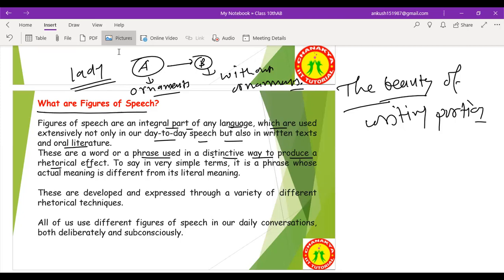To say in very simple terms, it is a phrase whose actual meaning is different from its literal meaning. In very simple language, it is a very formal phrase used in the poem portion, where whatever is written is different from the literal meaning of that particular figure of speech. These are developed and expressed through a variety of different rhetorical techniques. Now, they are also called the poetic devices.